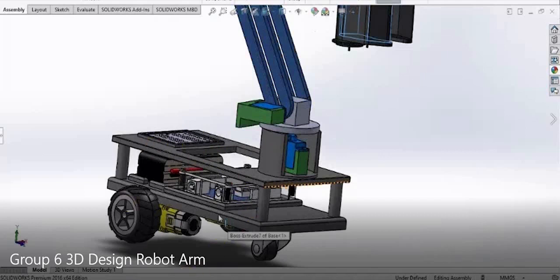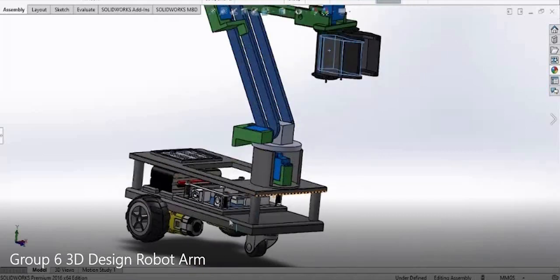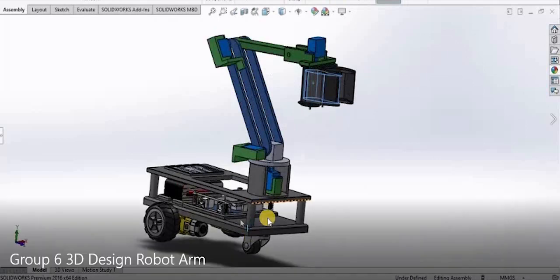Moving on to the robotic arm. So this is the whole structure of the robotic arm. It consists of 4 servo motors, as you can see here. This is the first servo motor. This is the second one, third one, and fourth one.